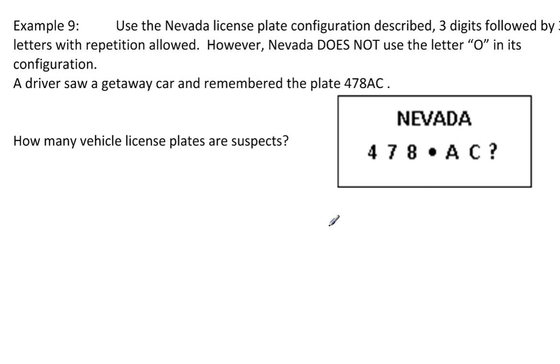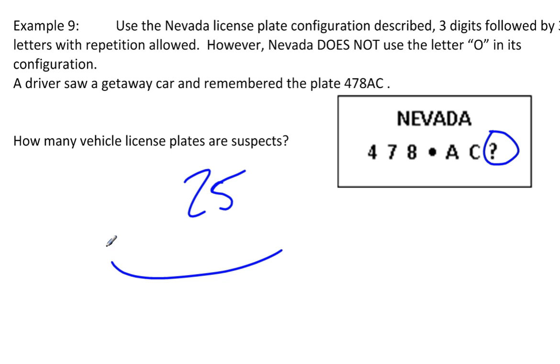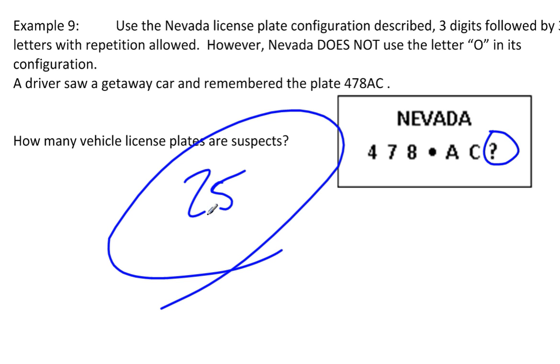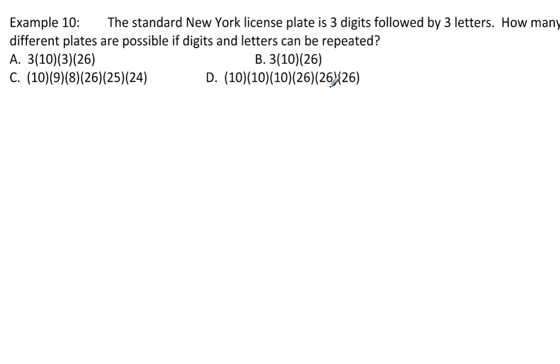Alright, we're getting close here. So we're doing the same thing. We're only looking for one thing. Well, if we're only looking for one, there's 25 possibilities, right? Makes sense to me. Let's move on here.